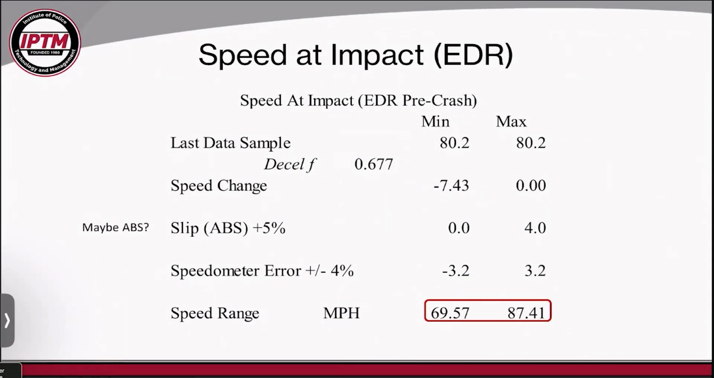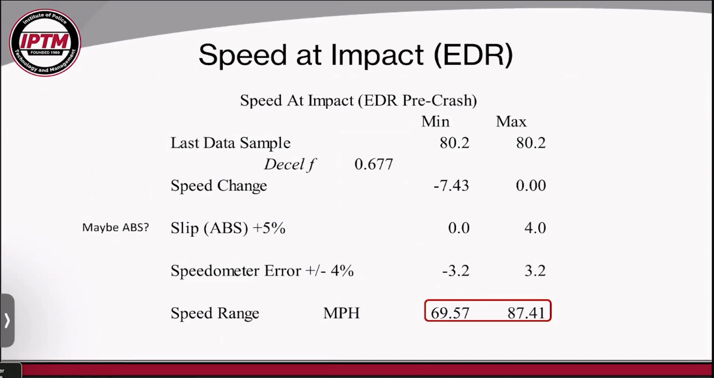What you're looking at here is a speed at impact based on the pre-crash information. If you've worked with this before, this should be very familiar to you. If you haven't, then we're going to talk very shortly about how you can become familiar with this information. Basically, we're doing just another analysis based on the speed at impact, because we know that there are certain things that can affect the accuracy of the speedometer or the speed being fed to the event data recorder.